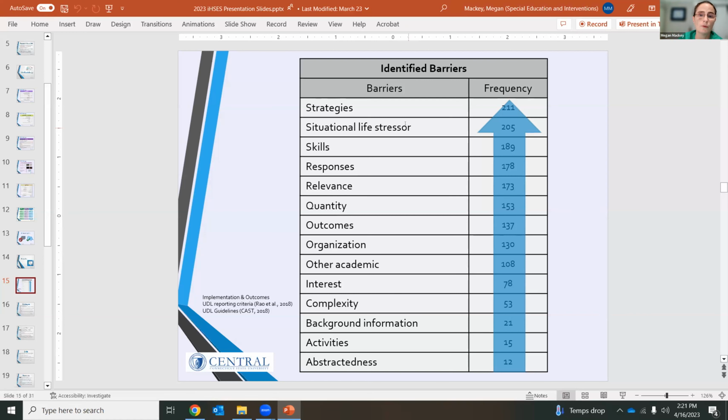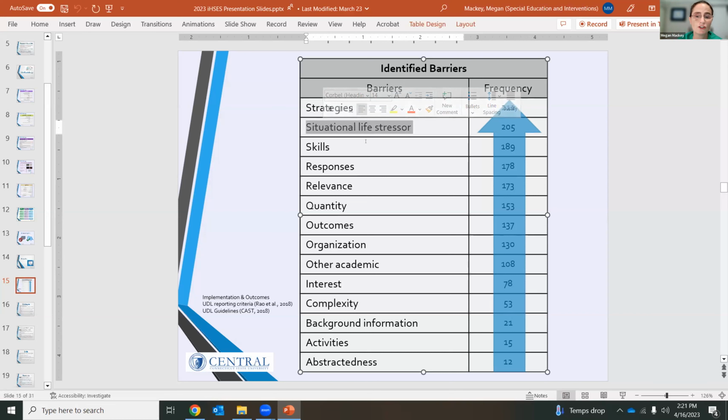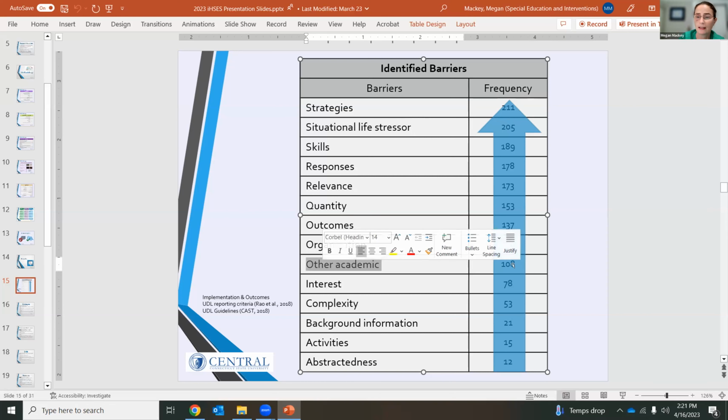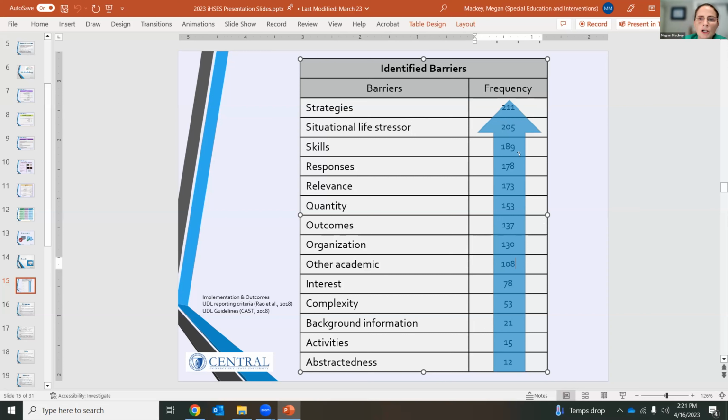Then you see this one that we ended up having to create, situational life stressor, was the second highest. That was extremely significant to us: look at how many, it's the second largest category. We needed to give it its own standalone category. The other one that we created was the other academic, and that again had a significant number. As you go up, it gets higher in frequency; lower is less frequent across those 63.